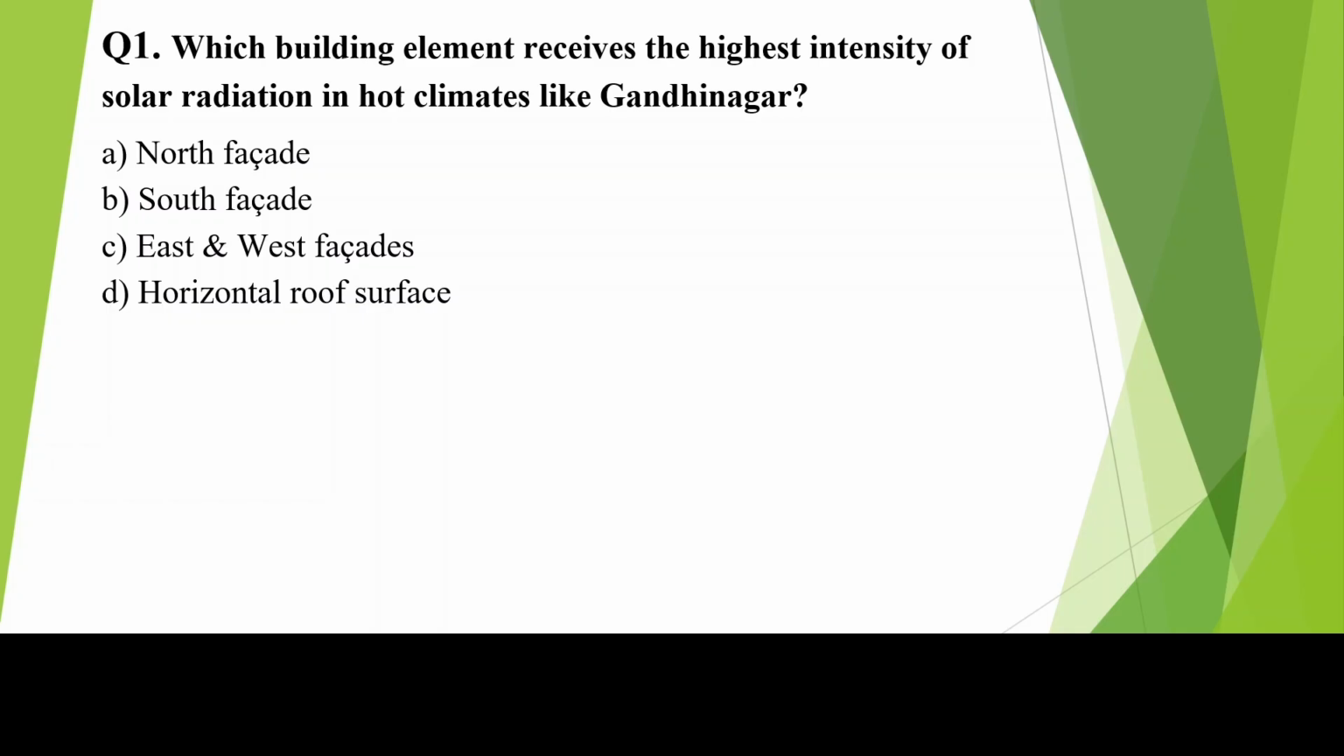So this question is asking which building element receives the highest intensity of solar radiation in hot climates like Gandhinagar. Based on your understanding from lecture 1 of week 5, in which the discussion about orientation, different types of orientation and different climate conditions was discussed, you can now answer question number 1.